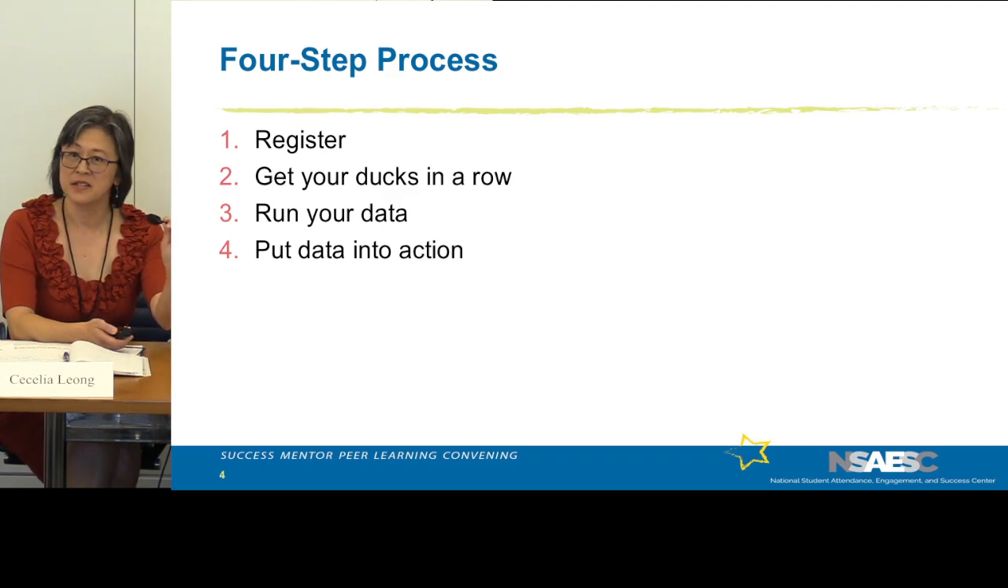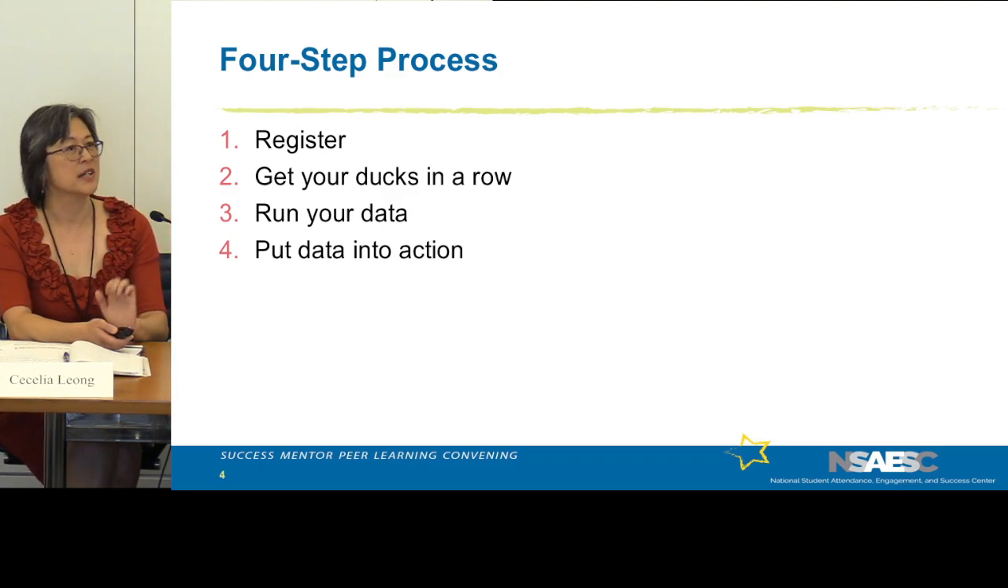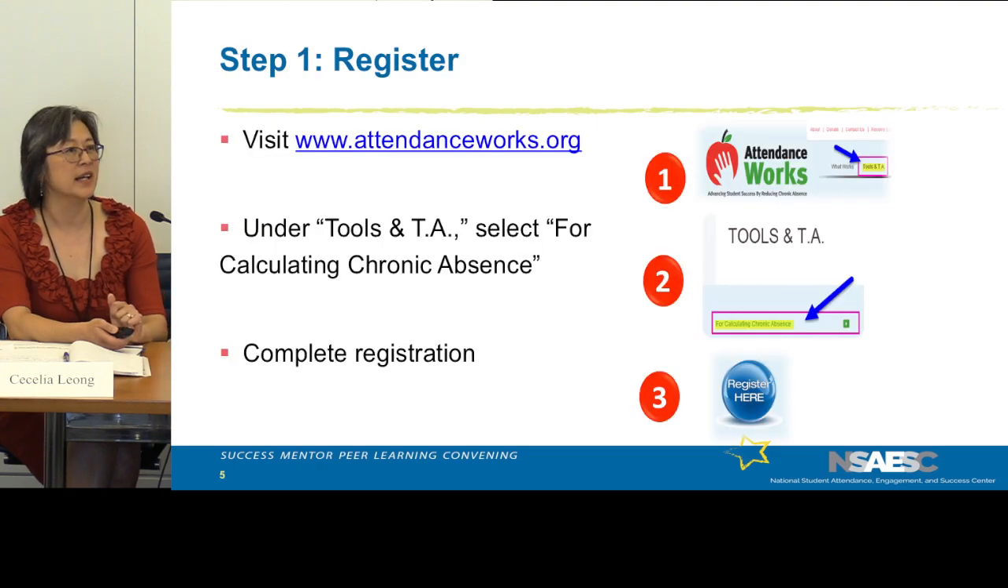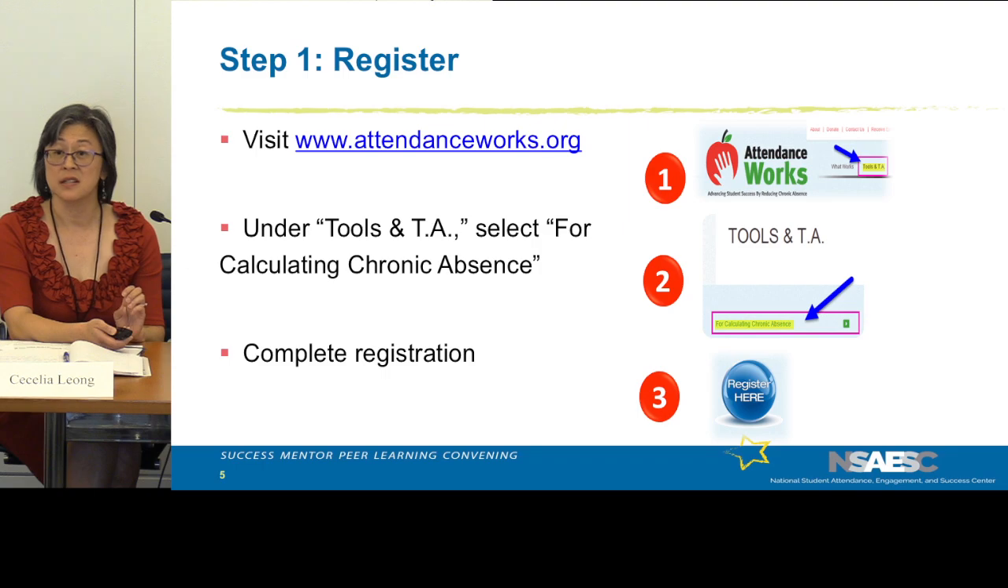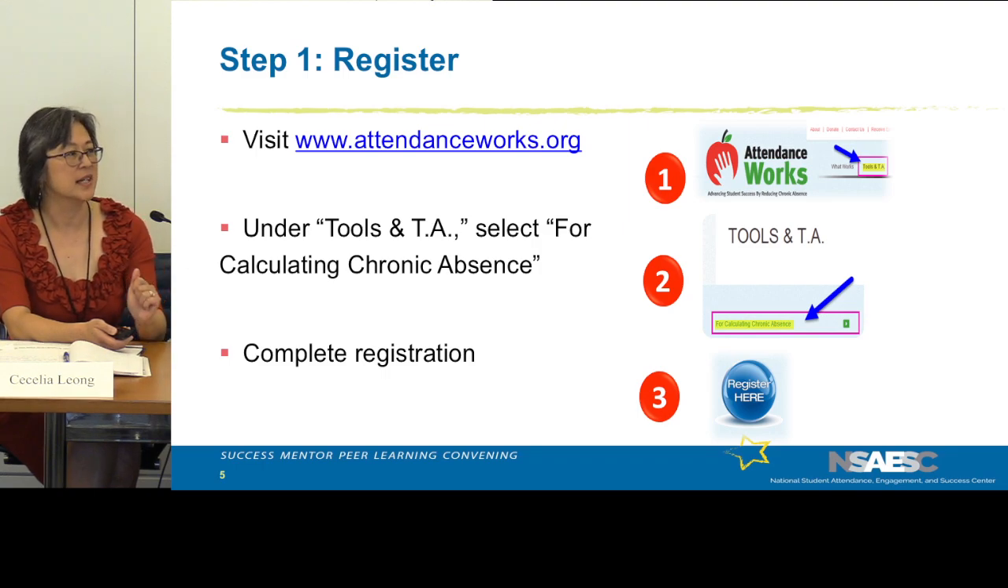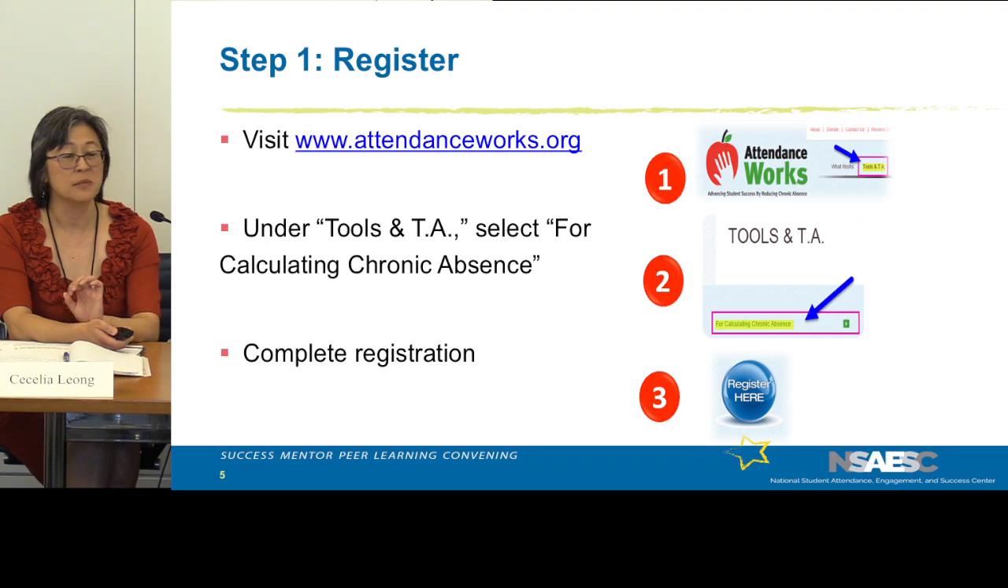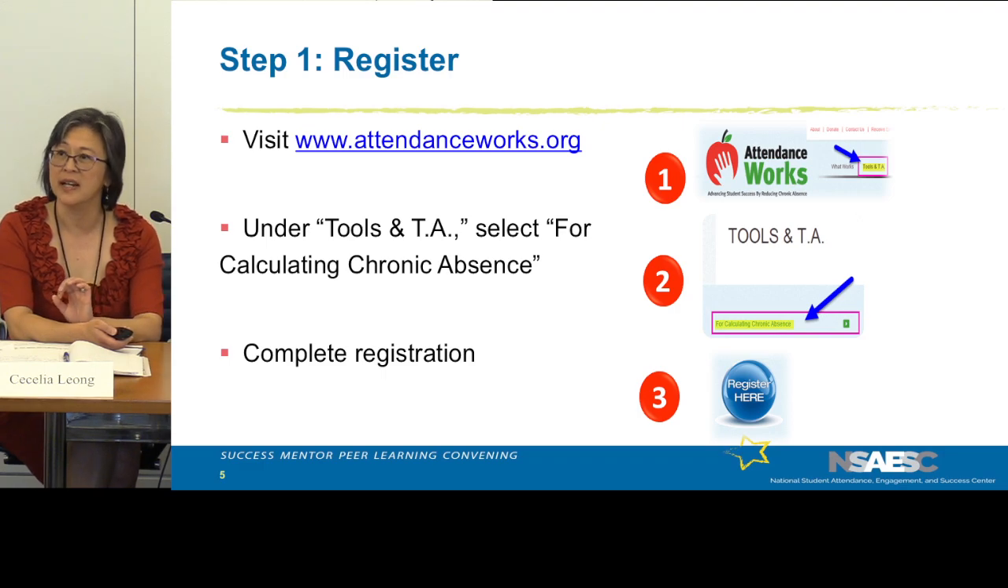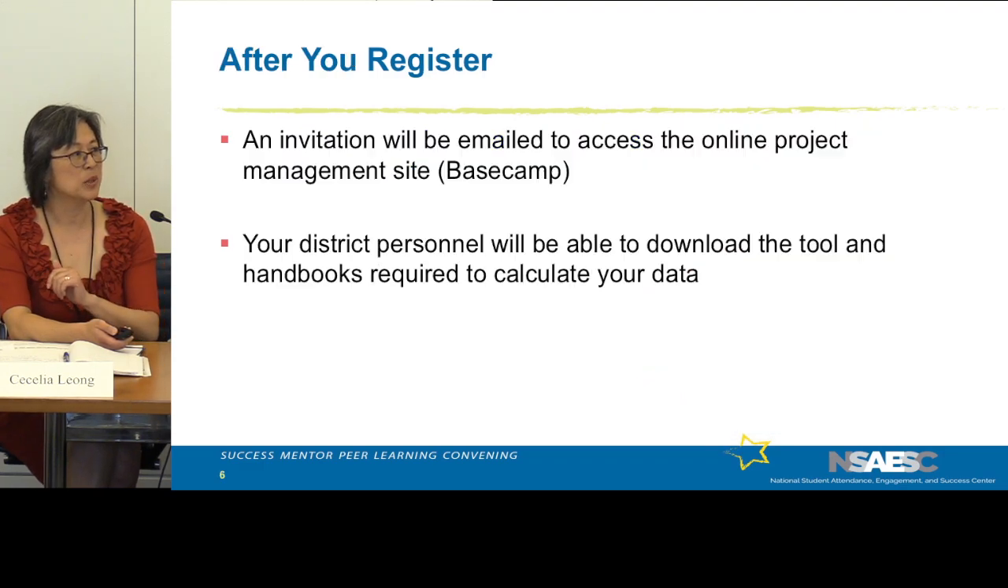First, you need to register, get your ducks in a row, run your data, and then put your data into action. So the registration is pretty straightforward. You go to attendanceworks.org. Under our Tools and TA tab, you would pick the Calculating Chronic Absence slide, fill in the blanks, and that completes your registration.